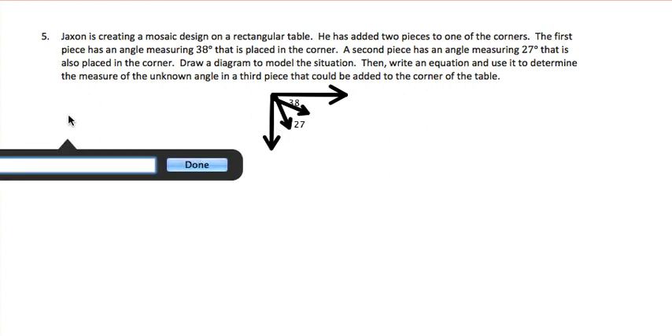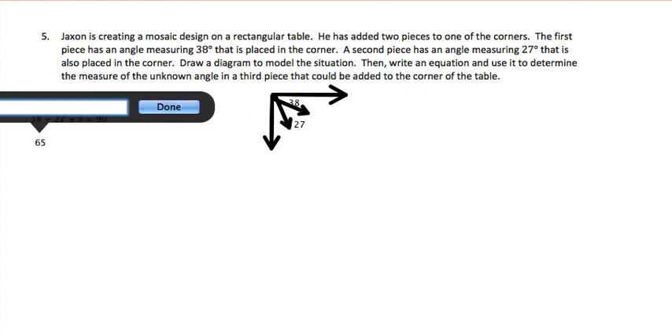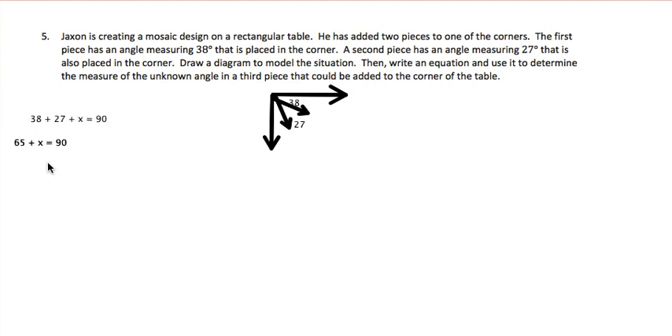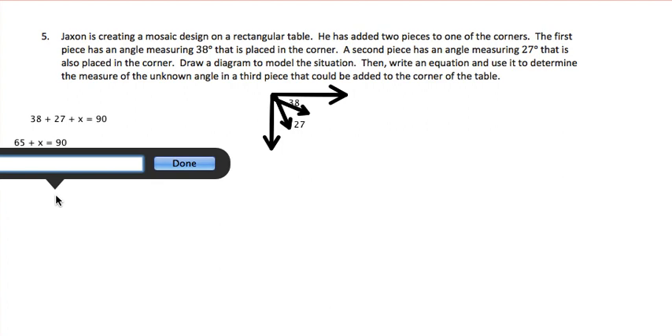So we're going to write an equation, 38 plus 27 plus x, which is our unknown angle, will equal 90 degrees, because the corner in a rectangle is 90 degrees. We'll combine 38 and 27, which is 65, plus x equals 90. And then finally subtract 65 from both sides. And find that x equals 25 degrees.